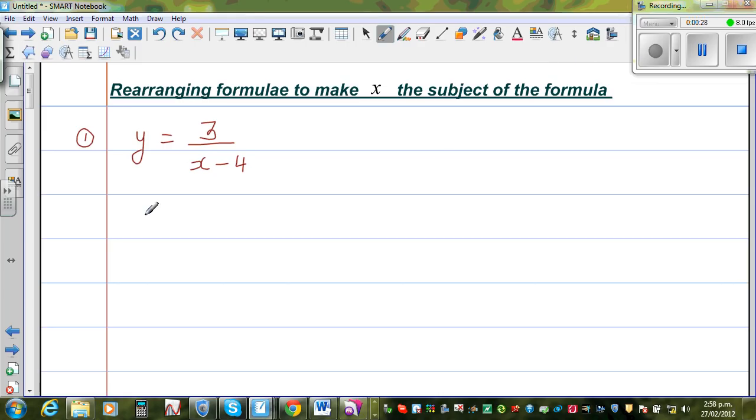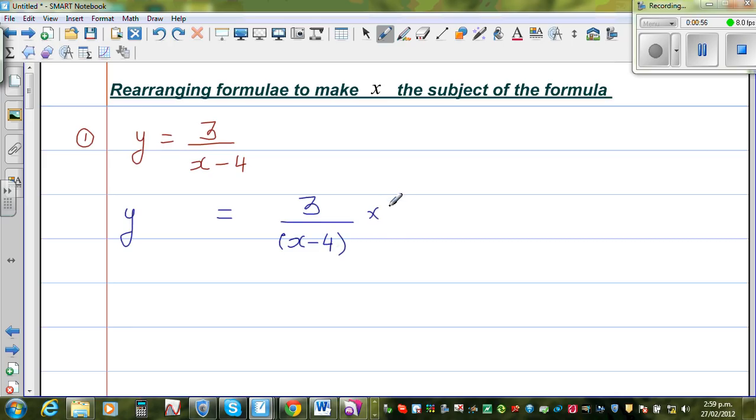So the process is really simple. What you have to do is isolate whatever you want to make the subject on one side. So I want to get rid of this x minus 4 on this side. So can I write it like this? y is equal to 3 over x minus 4. I'll write this in the bracket. So I want to get rid of this x minus 4 in the denominator.